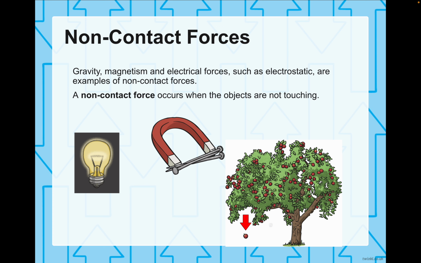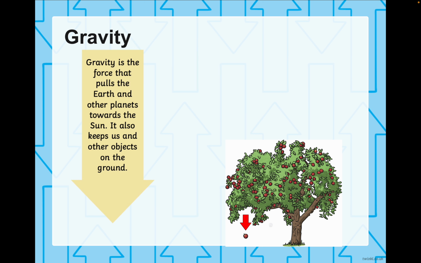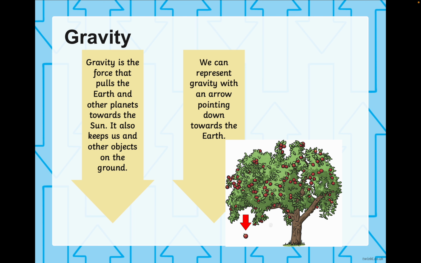Who guessed? Gravity. Gravity is a force that pulls the Earth and other planets towards the sun. It also keeps us and other objects on the ground. We can represent gravity with an arrow pointing down towards the Earth, like this arrow. Weight is the pull on the mass of an object by the Earth.